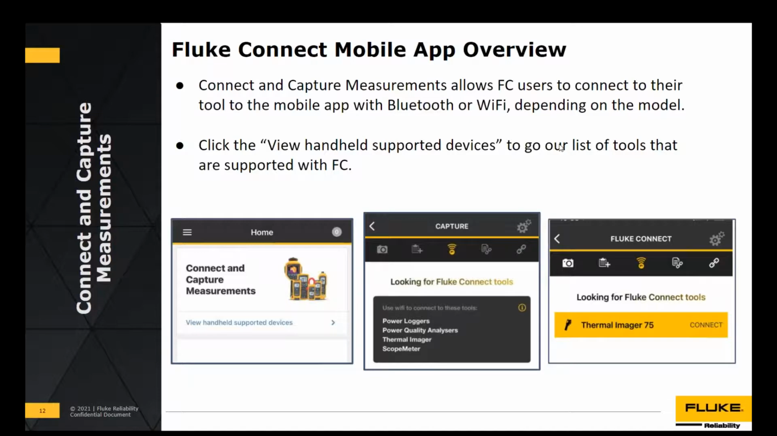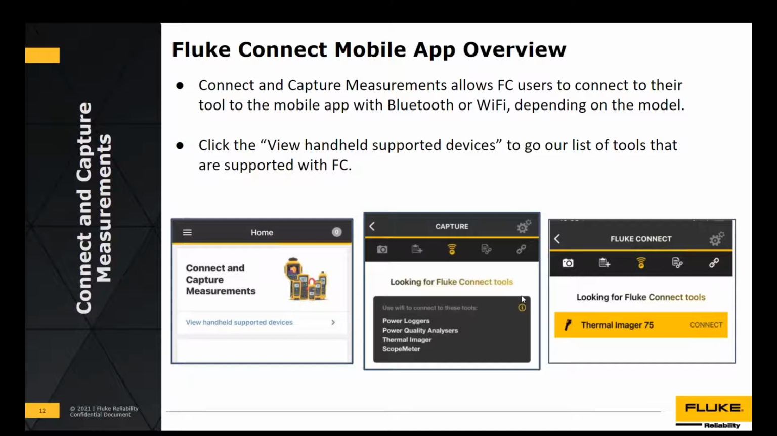So let's go over the connect and capture measurements. If you click the section here, it will take you to the capture screen. If you do have any Wi-Fi or Bluetooth enabled tools, it will scan for those specific tools, and then you would be able to click connect for that specific model. You can also take a picture from your camera. You can add a work order.